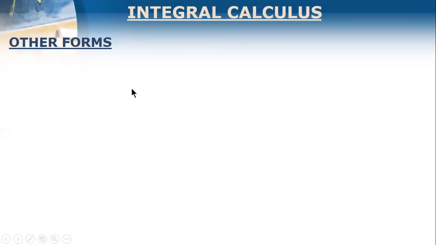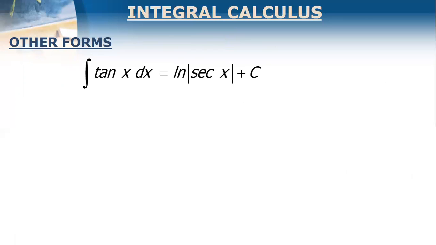For the other forms, this one. The integral of tangent x dx is ln of secant x plus c. Because we don't have a basic trigonometric function whose derivative is tangent, so this is not a basic form. Therefore, the integral of tangent, which is ln secant x, is a result of a substitution.